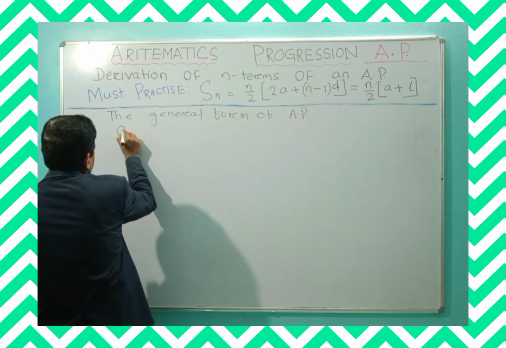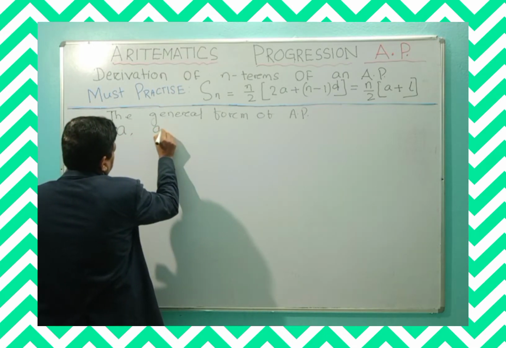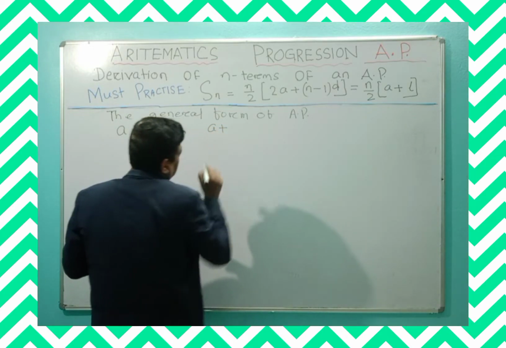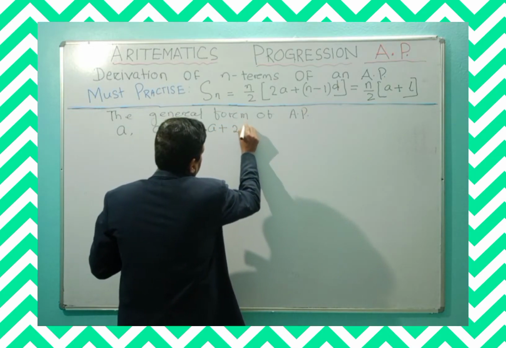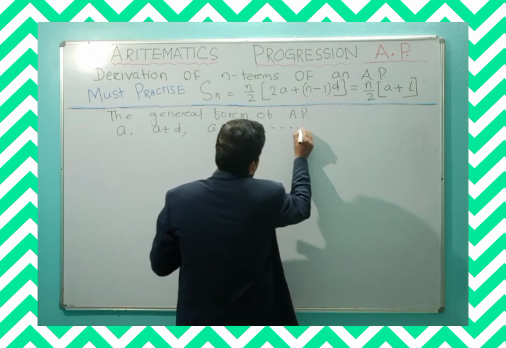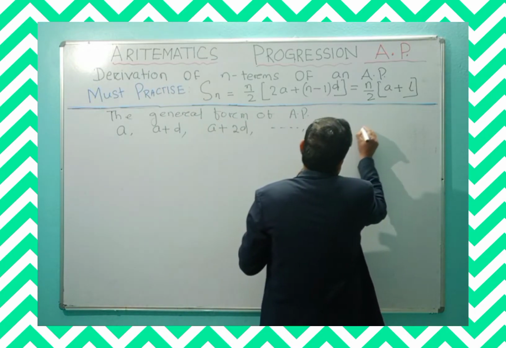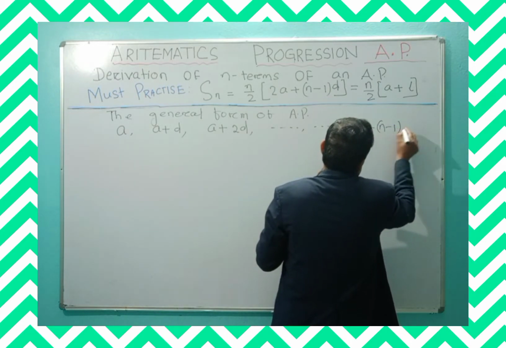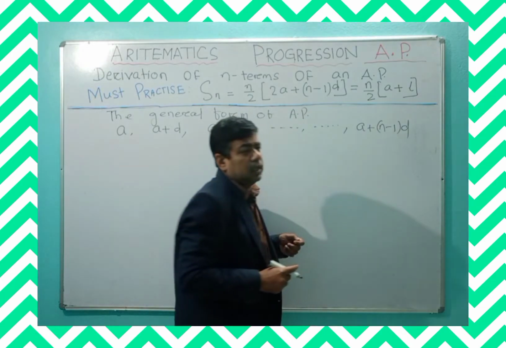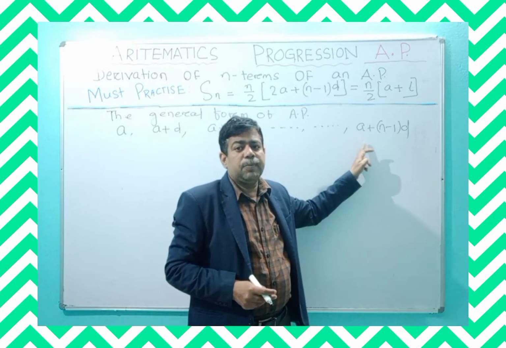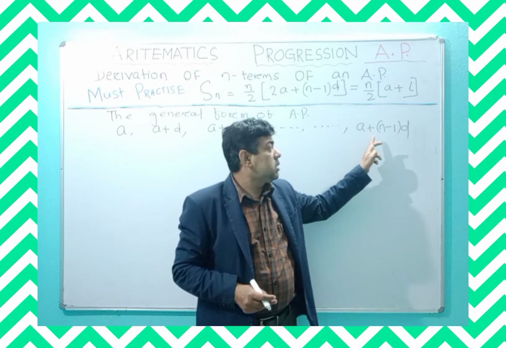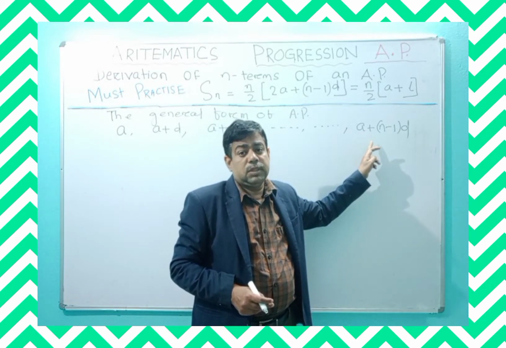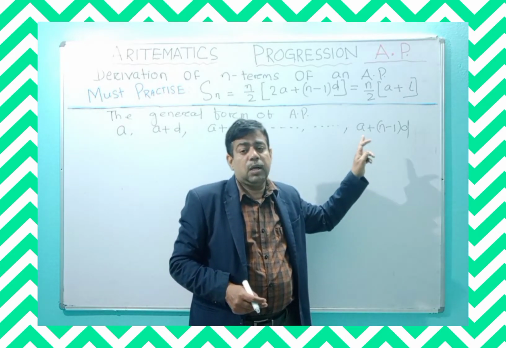A is the first term. A plus d is the second term. The next term is a plus 2d. In the same process you will proceed, and the nth term will be a plus n minus 1 into d. This is also known as the general term or the standard term of an AP.